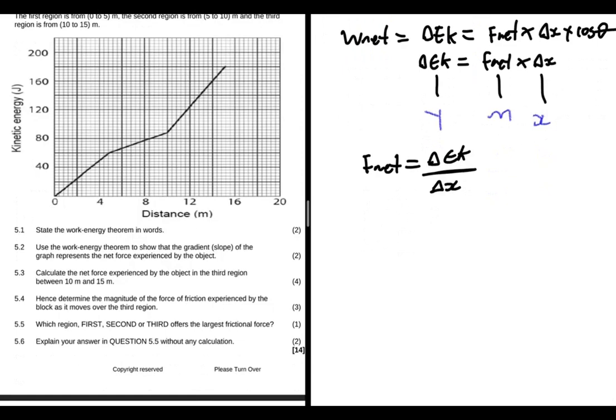Yeah, this is honestly a very strange question. I've never come across anything like this before. Anyway, let's move to 5.3.